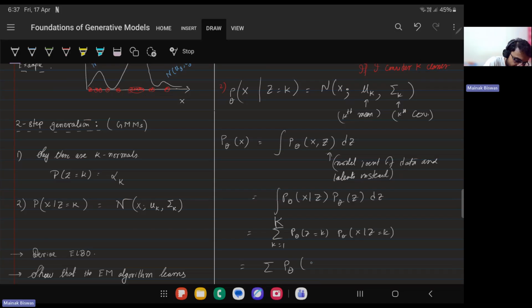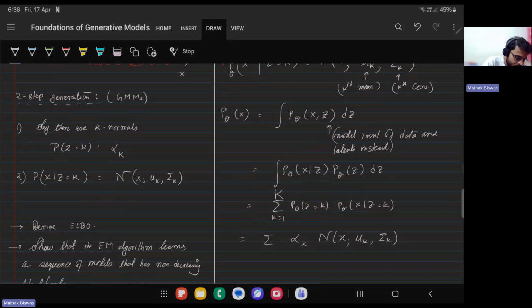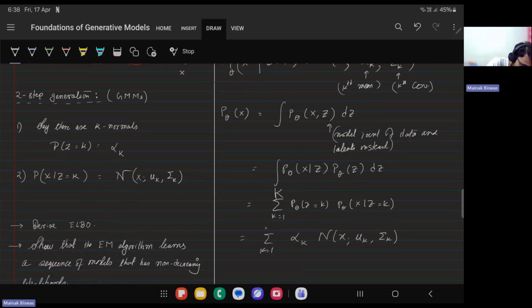That is the number of clusters that I have. We have already said that this is alpha k, and this is normal distribution of x, mu k, sigma k. So now k equal to 1 to K. Now if I write down the log likelihood of the data, this is equal to the sum over k equal to 1 to K, log sum of alpha k, normal x, mu k, sigma k.